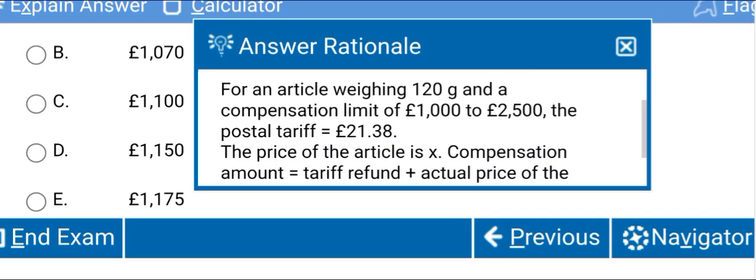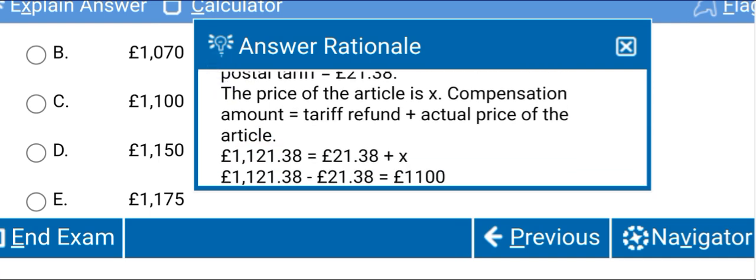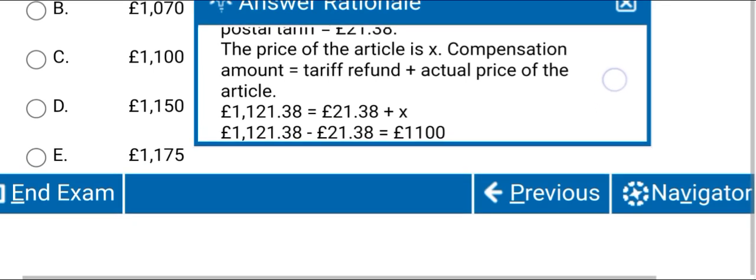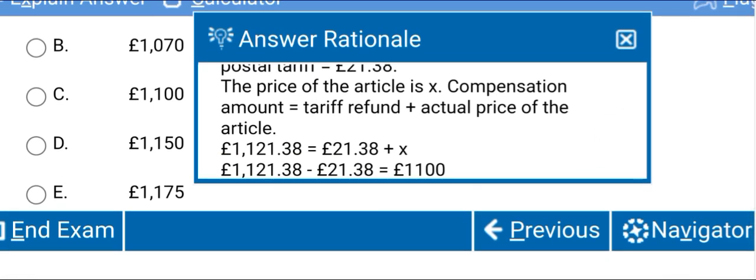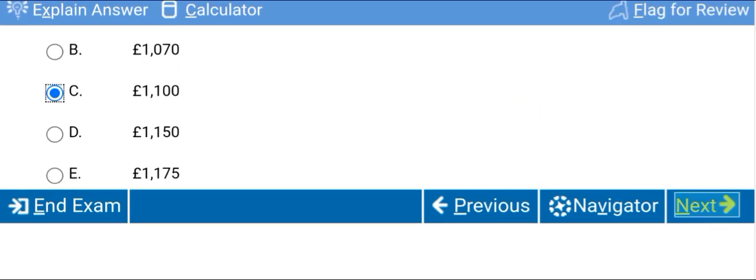For an article weighing 120 gram and a compensation limit of 1000 pounds to 2500 pounds, the postal tariff equals 21.38. The price of the article is X. Compensation amount equals tariff refund plus actual price of the article. That's why we can say 1100 pounds is the correct option.